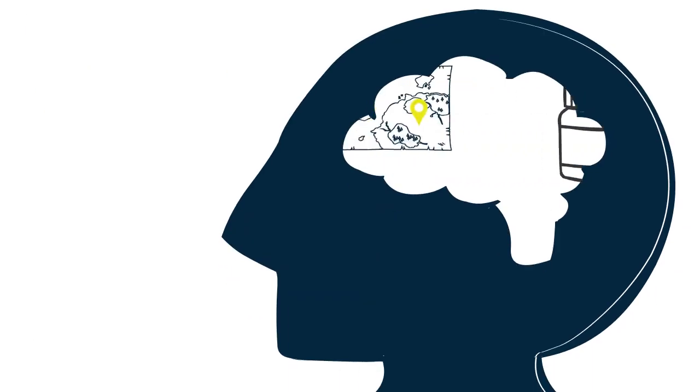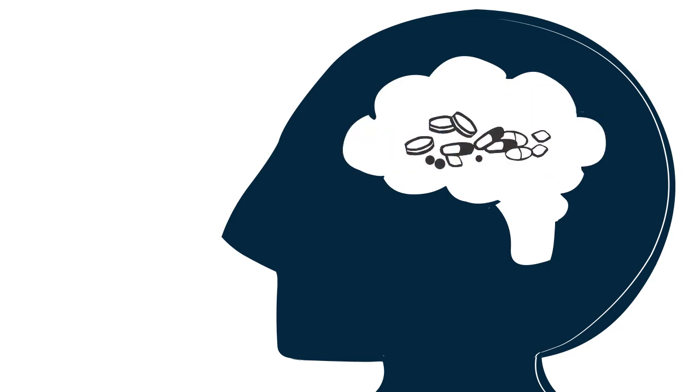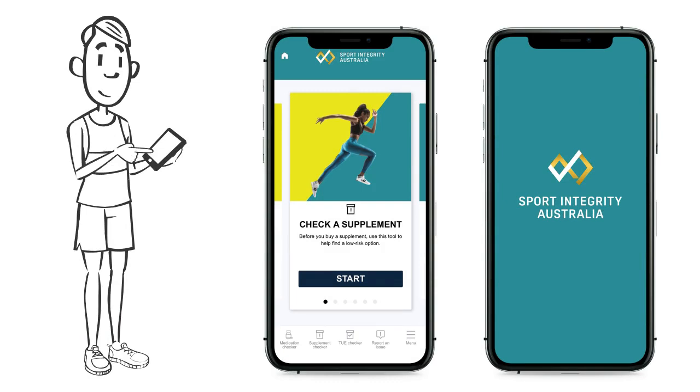That's a lot of ADRVs to remember. You don't have to remember them all word for word. You can find the full list and heaps of other handy features on the Sport Integrity app.